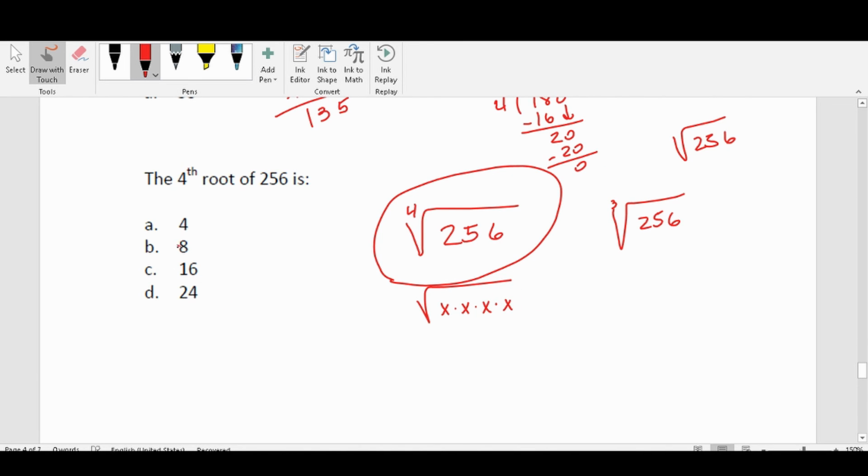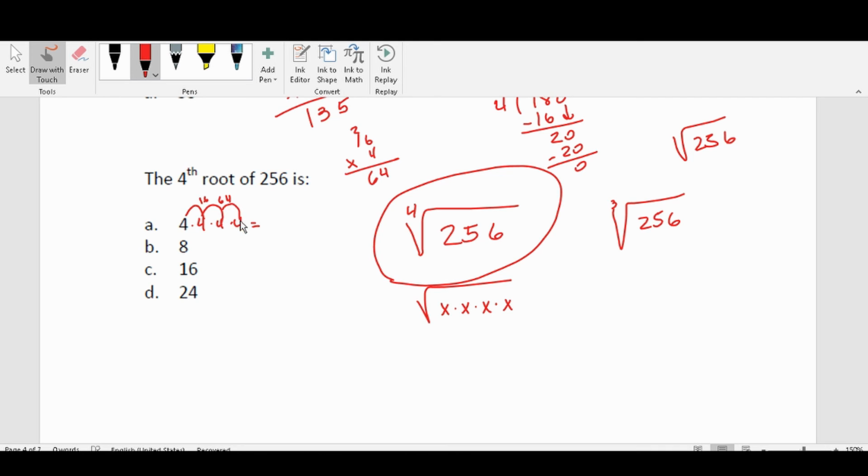So let's go ahead and think about that. I'm just going to work these problems out like this. I'm going to do 4 times 4 times 4 times 4. And if this equals 256, I know I'm done. So 4 times 4 is 16. Let's do 16 times 4. Off to the side here. 4 times 6 is 24. Carry the 2. 4 times 1 is 4, plus 2 is 6. So 4 times 4 times 4 is 64.